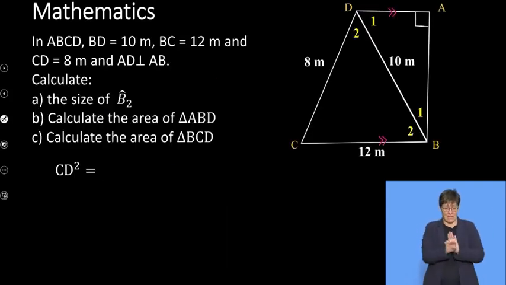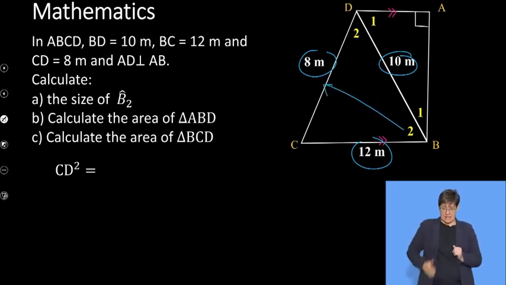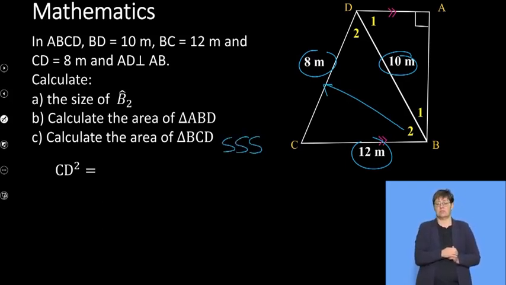Okay, our next example, we have ABCD, and they've given us 12, 8, and 10 as the lengths of the 3 sides of that triangle. They want us to calculate the size of B2. So how are we going to calculate the size of B2? In order to calculate the size of B2, remember we're going to use the cos rule, because we've got side, side, side in that triangle.